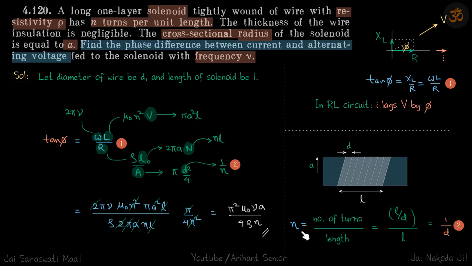That's what I've written here also. So n is number of turns per unit length. So number of turns for this is l upon d, and length is l. So this is 1 by d. So d is 1 by n. So what we are doing here is we are getting the terms that are given in the problem. So that is nu, l, a, n. So we put those values here and we'll get our answer. All right.